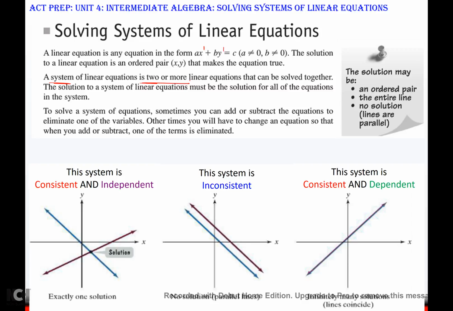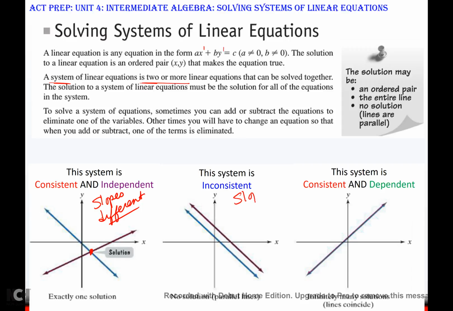Your solution is where the two lines intersect. Okay, so if you graph this blue line and this purple line, they have exactly one solution. There's three things that can happen when you graph two equations at the same time. The first scenario is that they cross one time, and this will always happen as long as the slopes are different. As long as your slopes are different, I promise those lines will cross somewhere in space.